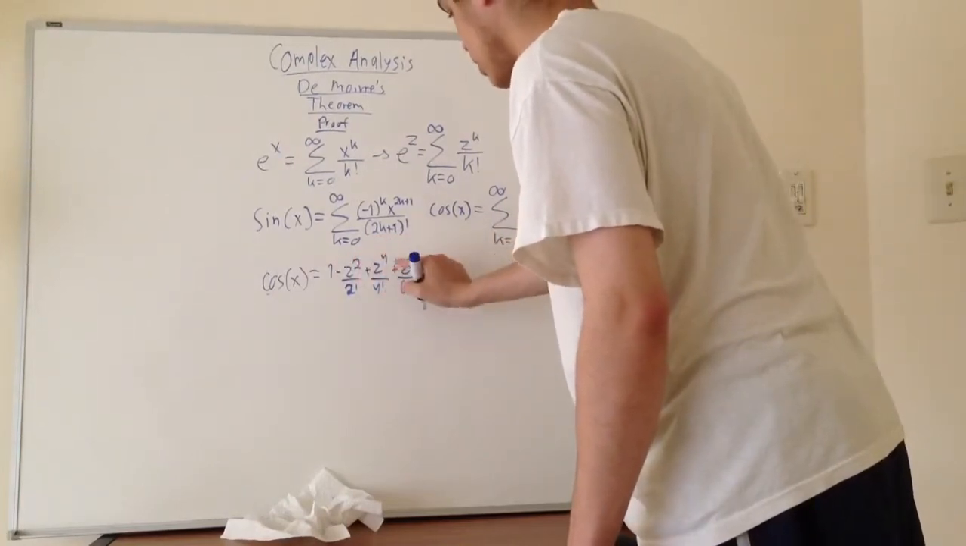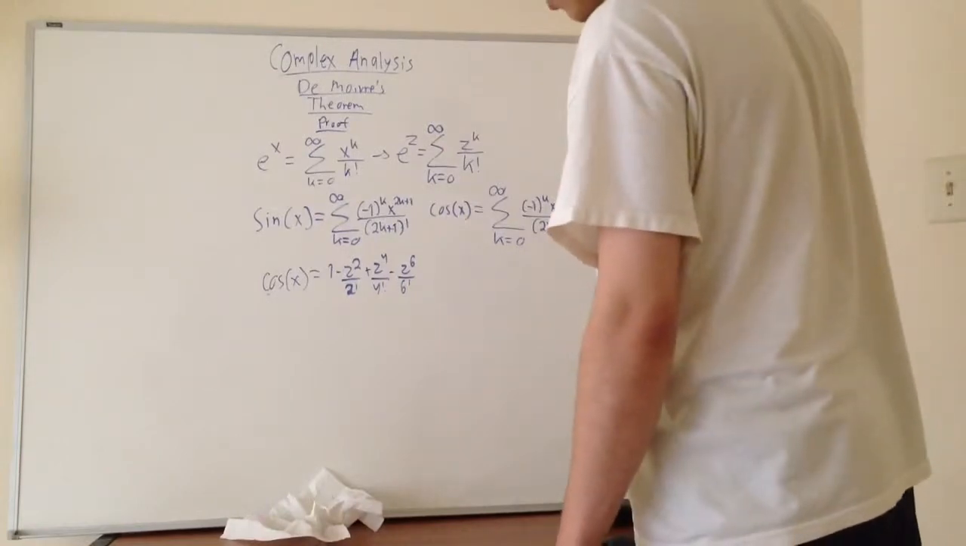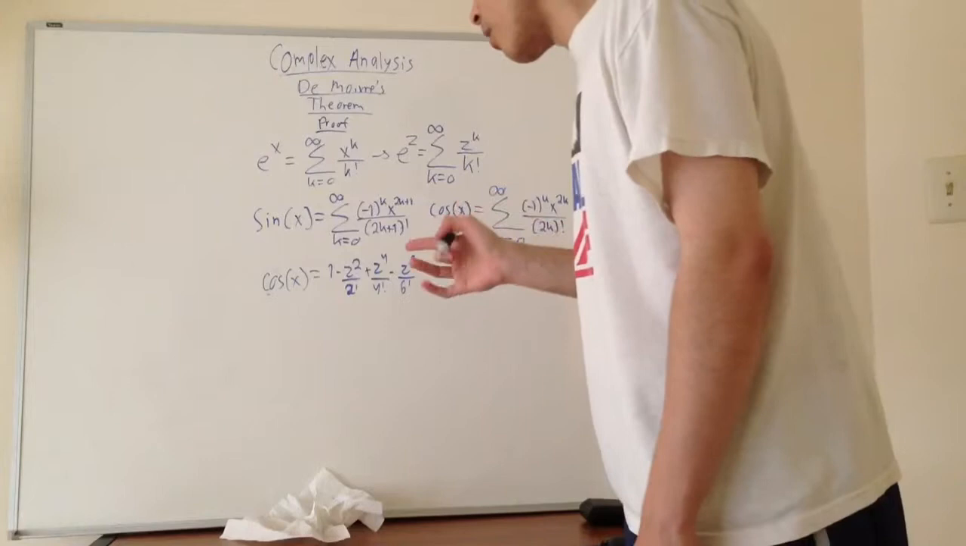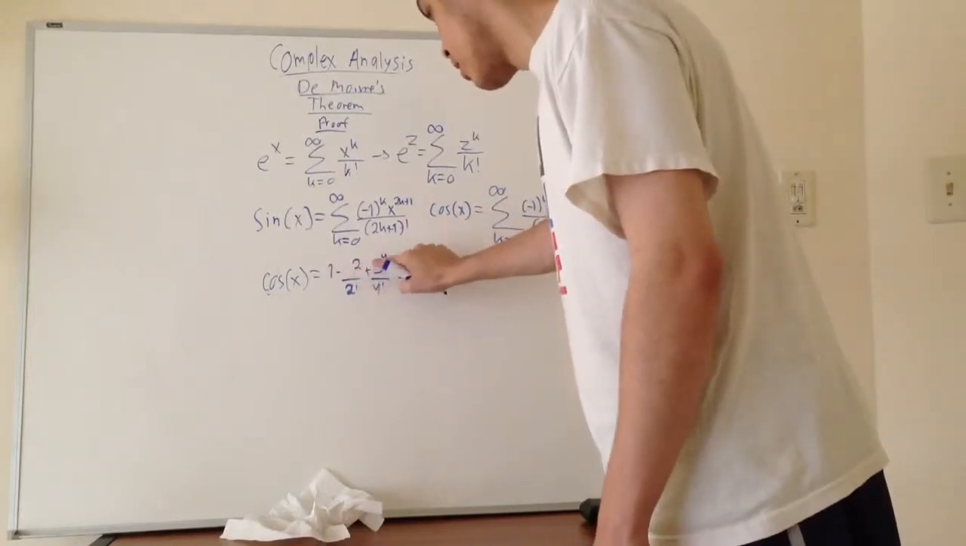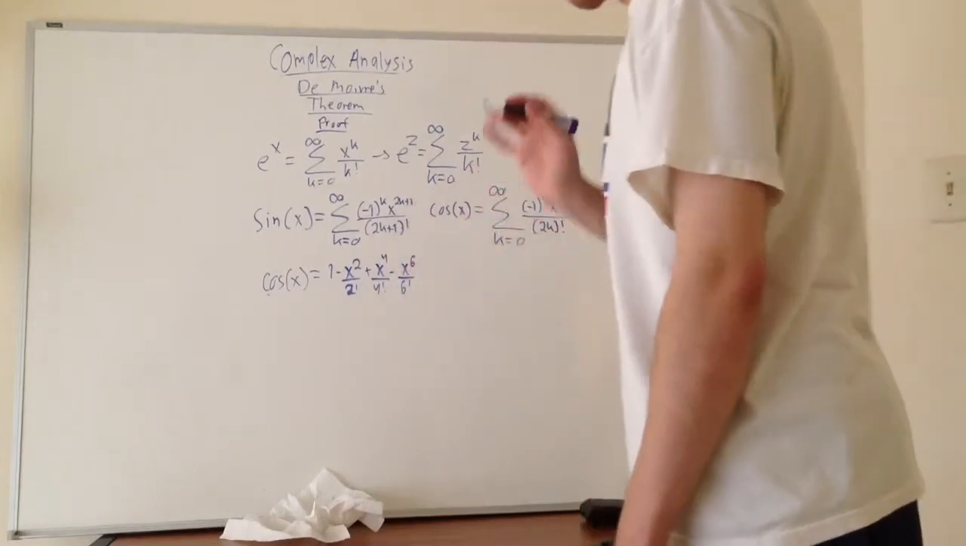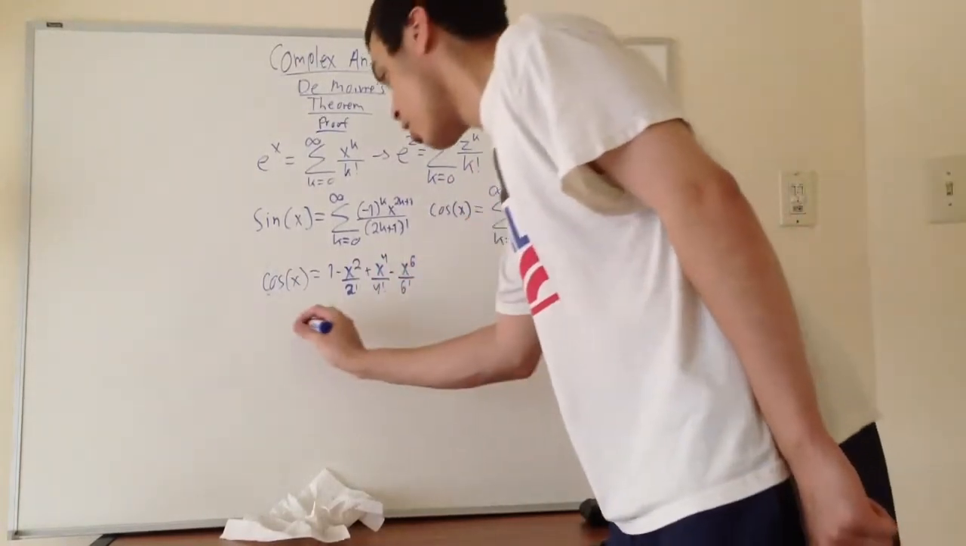minus plus minus. Yeah, like I said, these expansions can sometimes be a little annoying because you have to keep track of all your signs. And actually this should of course be an x, not a z. Okay, so that's cosine. Now for sine, here's something interesting about the sine.